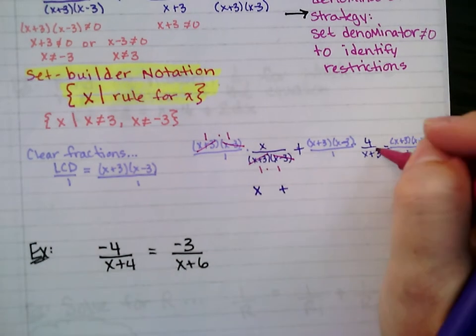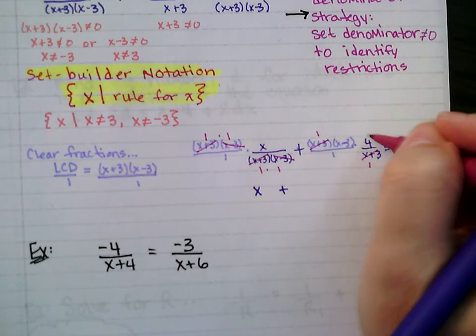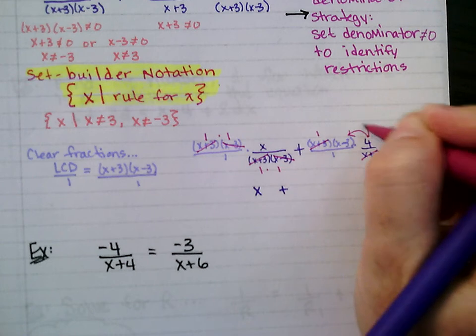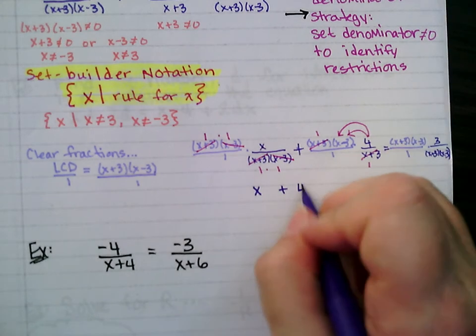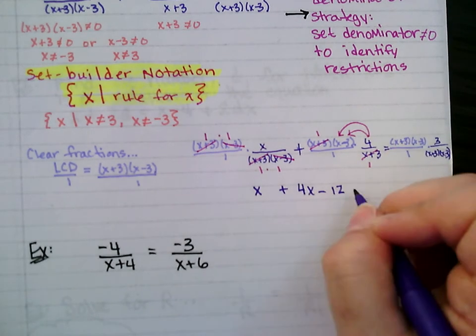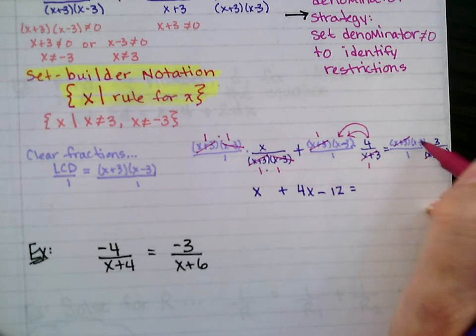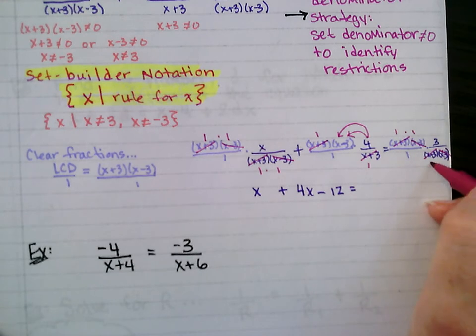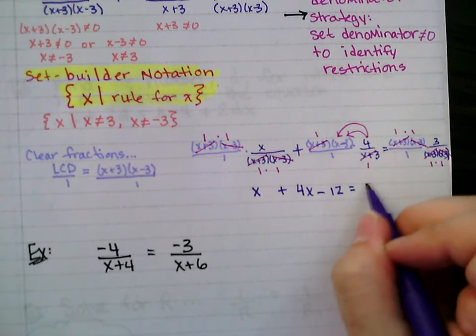In the second one, the x plus 3's are going to cancel. And I'm going to have 1 times x minus 3 times 4. So I need to remember to distribute that 4 to both of those terms inside that parenthesis. So I'll have 4x minus 12 equals, and then here x plus 3 cancels, x minus 3 cancels, and I'm doing 1 times 1 times 3 over 1 times 1 times 1, which is just 3.